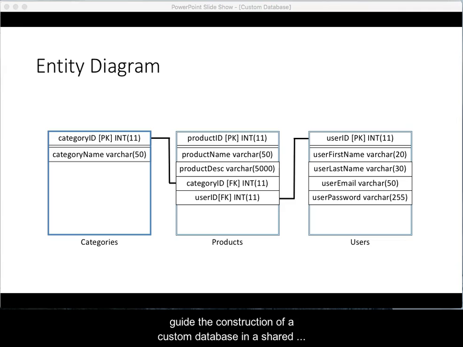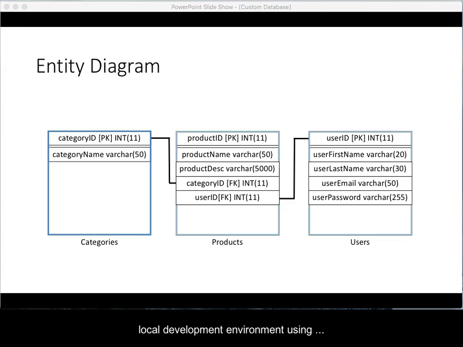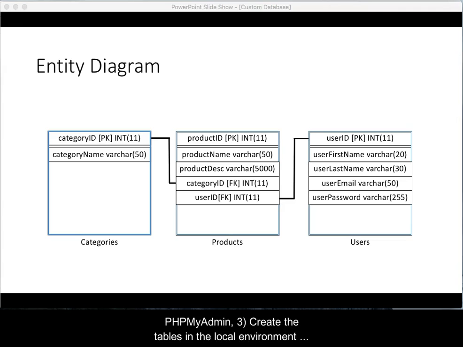In the first 4 movies, we used an entity diagram to first guide the construction of a custom database in a shared hosting environment. Second, create the same database in a local development environment using phpMyAdmin. Third, create the tables in the local environment. And fourth, create the primary key to foreign key relationships between tables.